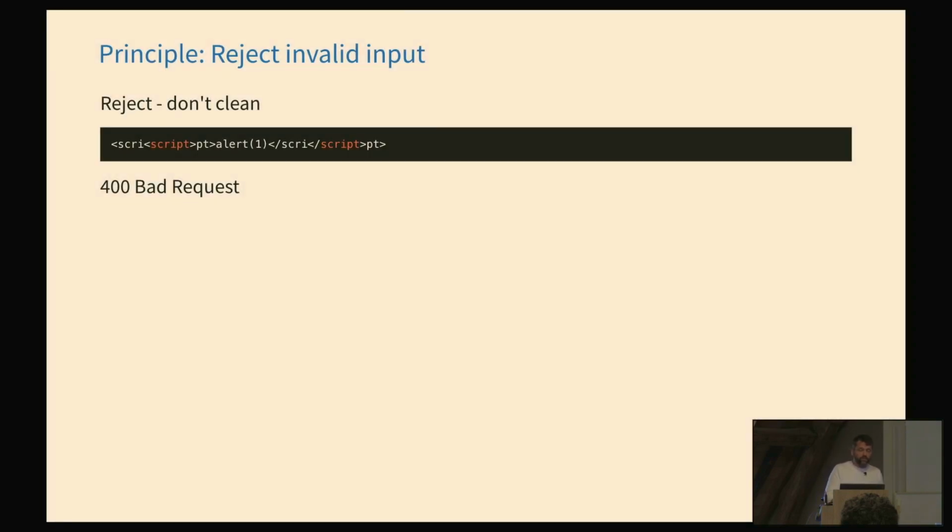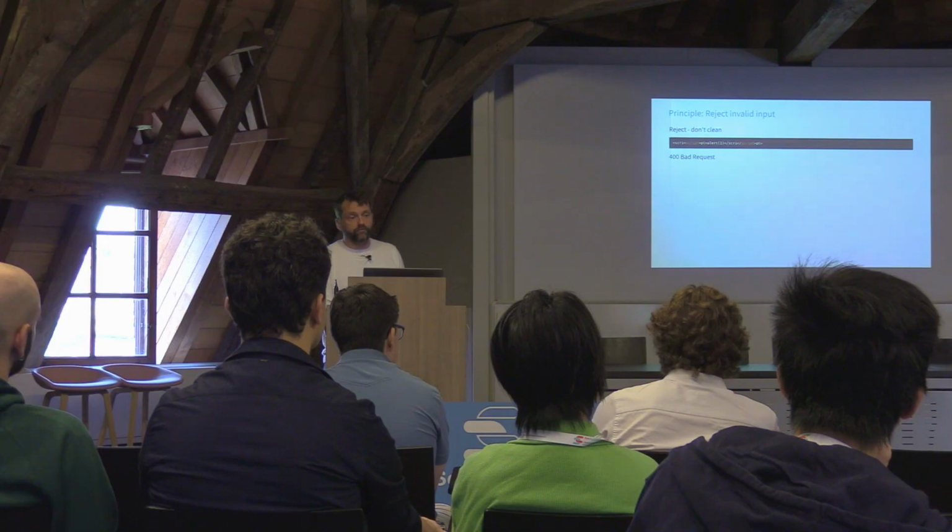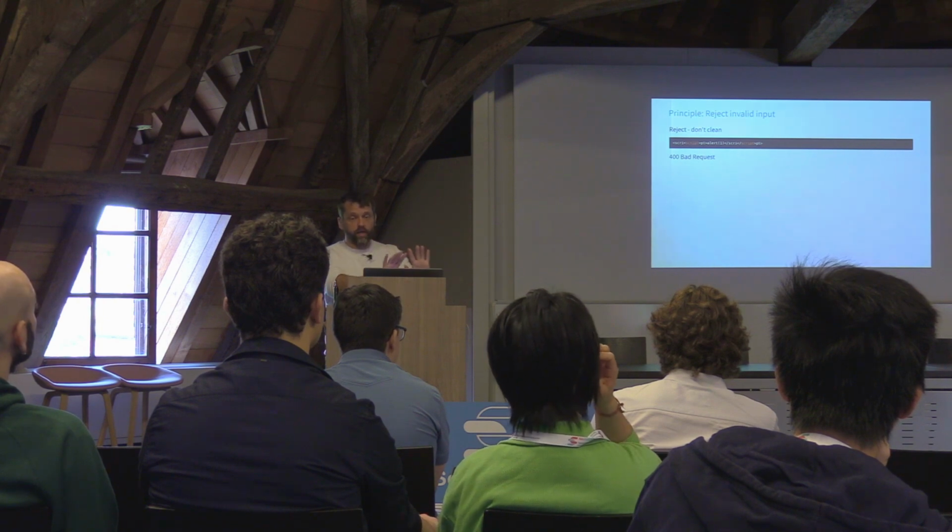Another principle is we should, as best as possible, try to avoid cleaning up stuff. If we get something that's invalid, we should just immediately say, no, I don't want this, and return that to the client and say, this data is invalid, I don't want it. Just a simple example here, if you try to clean this stuff up, I'm going to remove the script tag.